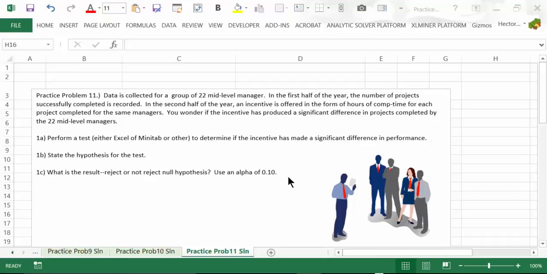In this problem, we have 22 mid-level managers, and we measure some metric associated with their work, successfully completed projects. That was in the first half of the year. In the second half of the year, we offer an incentive in the form of comp time for each project completed. We were wondering whether the application of that treatment, the comp time, makes a difference in the number of projects completed. So let's take a look at our data.